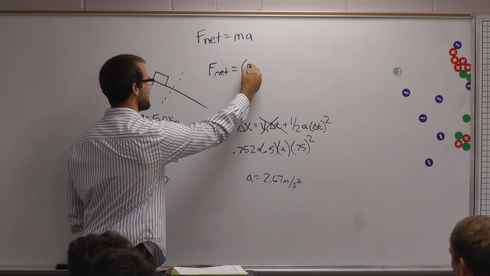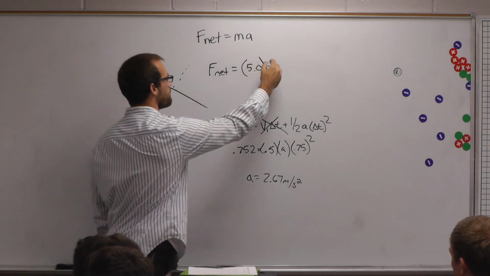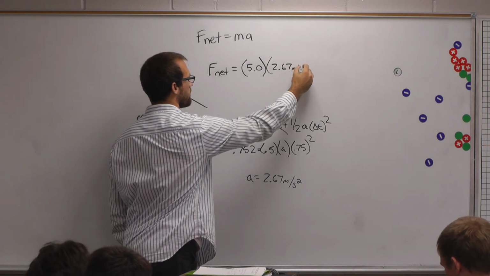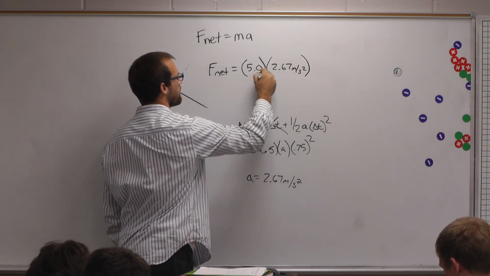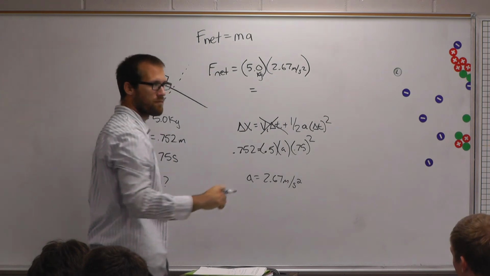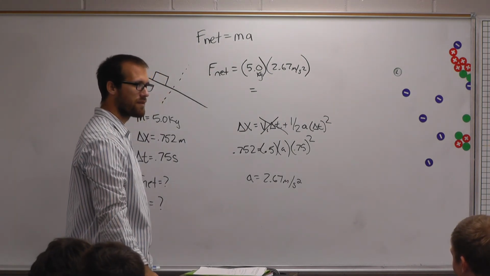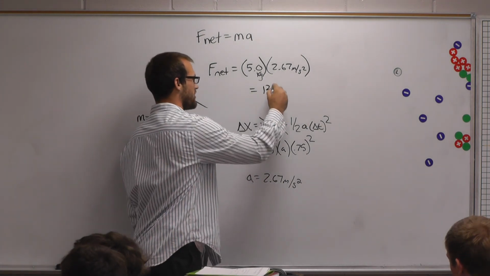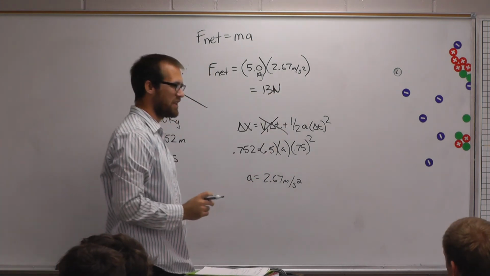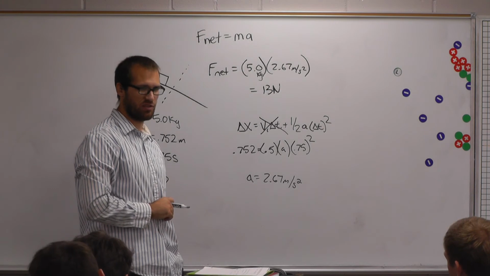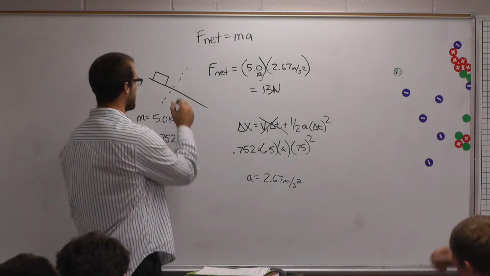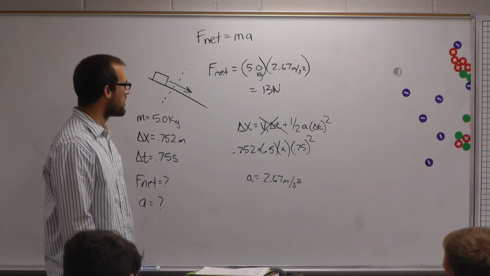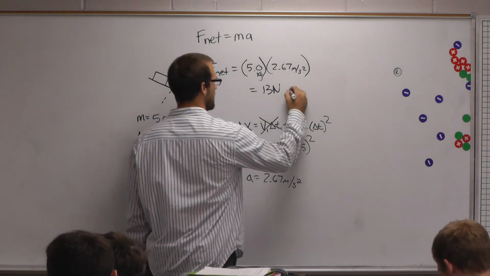Okay, so now that we have the acceleration, we know the mass. So the net force is 13 newtons, and they didn't specifically give us a direction to use here, but we know that the motion's going to go that way, right? So just downward. So I would say 13 newtons down the incline.